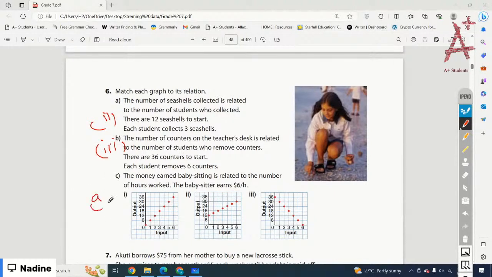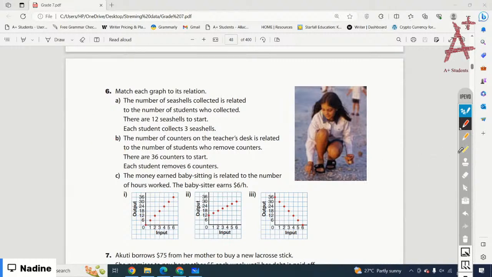Then obviously for C it is graph number 1. The money earned by babysitting is related to the number of hours worked. The babysitter earns 6 dollars per hour. So if she works for 1 hour, she will earn $6. If she works for 2 hours, 6 times 2 makes 12, right? So you can see these values match the statement. So for C, graph number 1 is the correct one, right?